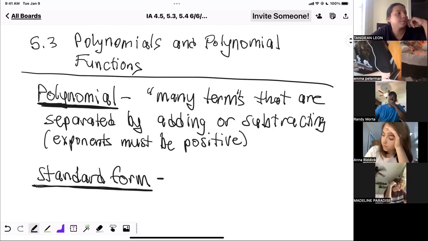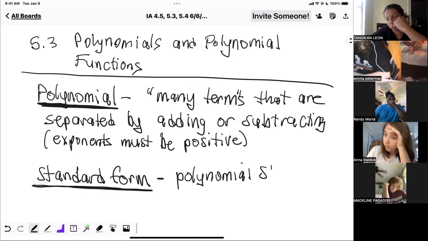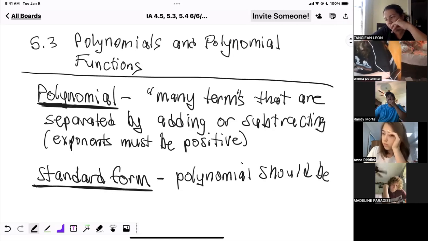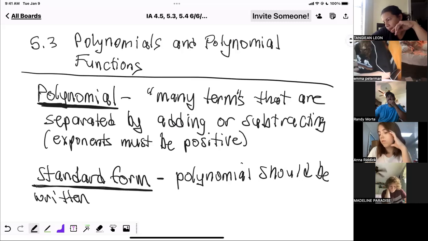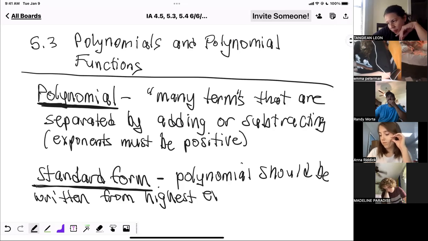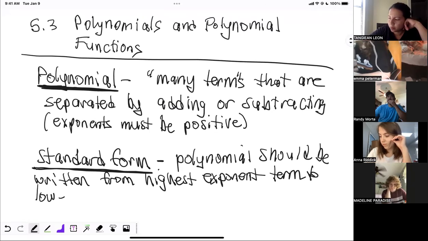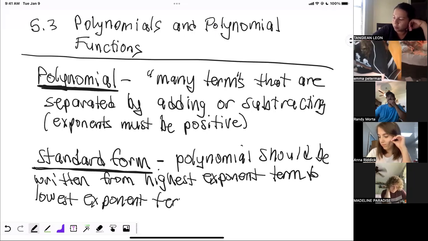Okay, so polynomials should always be in standard form, which means a polynomial should be written from highest exponent term to lowest exponent term. And we're going to put this all together after I talk about the definitions. I didn't even tell you what term is yet. Probably should tell you what term is.